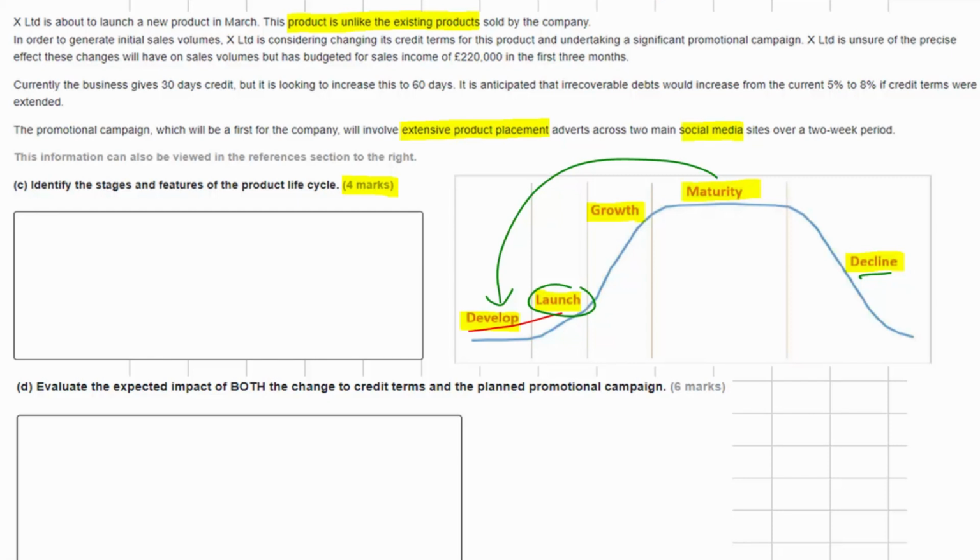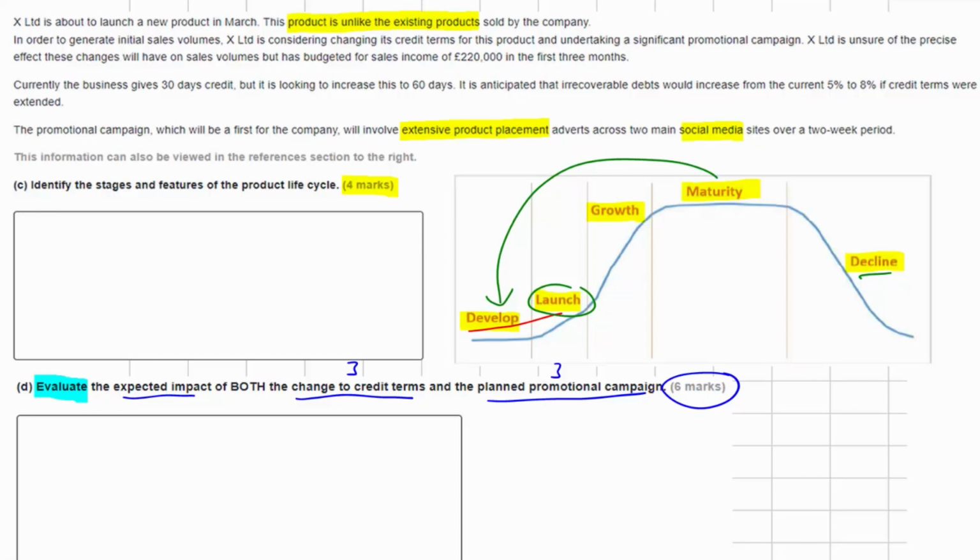And then in part D of the task, it asks us to evaluate the expected impact of, again, both the change to the credit terms and the planned promotional campaign. So of the 6 marks available, we would expect there to be around 3 marks for the change in credit terms and around 3 marks for the planned promotional campaign, but not necessarily exactly 3 of each. So if you say a little bit more for one and a little bit less for the other, then that's probably still going to be getting you a good score.